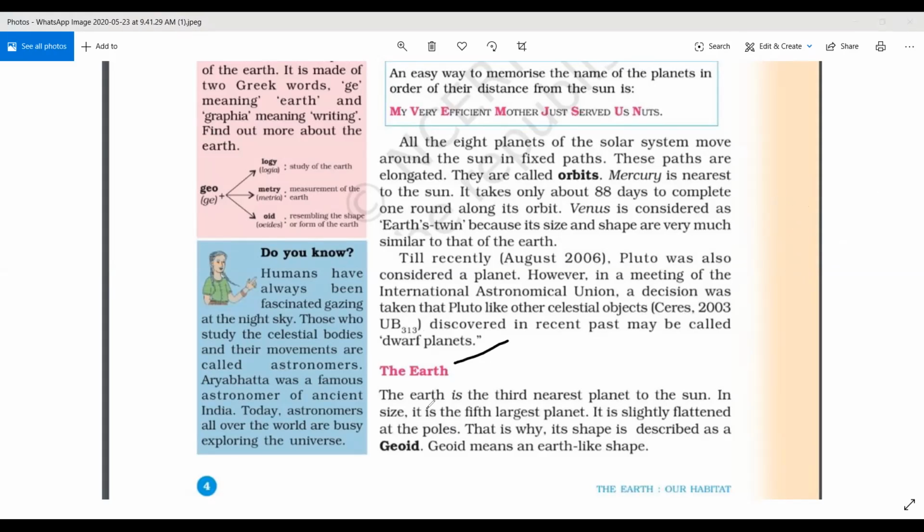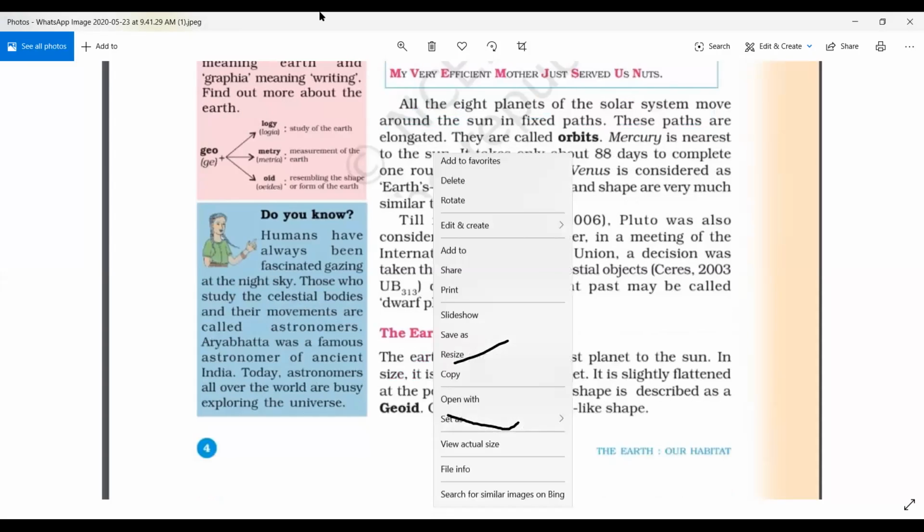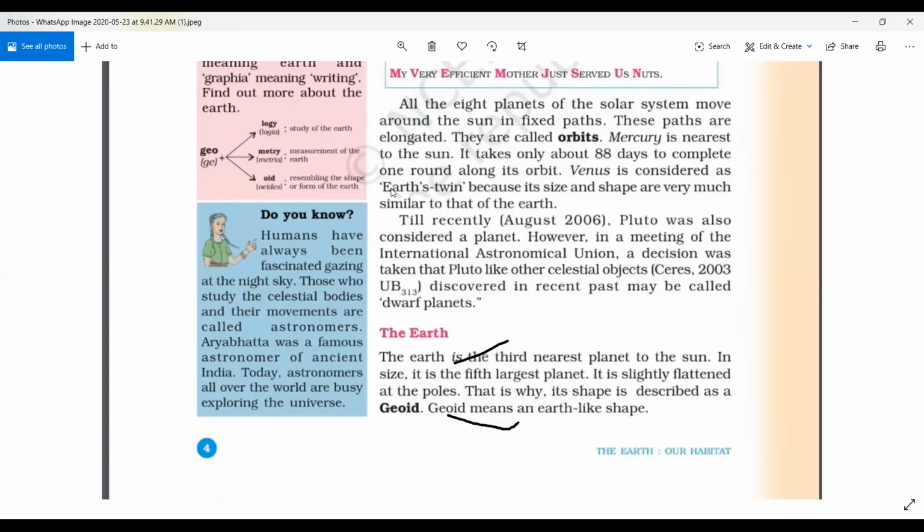The Earth. Earth is the third nearest planet to the Sun. In size, it's the fifth largest planet. It's slightly flattened at the top and at the poles. That's why the shape is described as geoid. Geoid means an Earth-like shape. Okay, Earth is a geoid. You can also say it is an oblate spheroid.